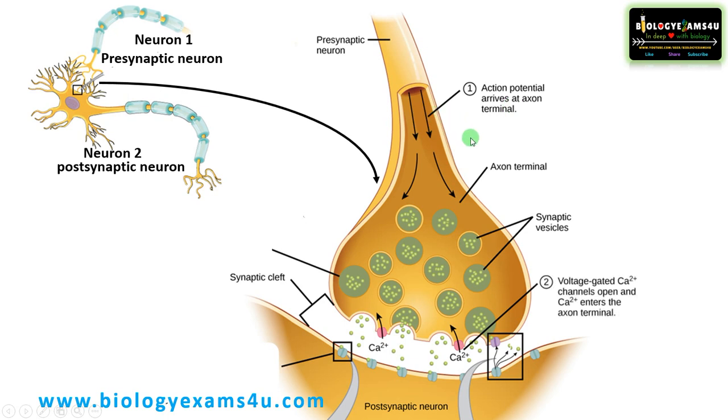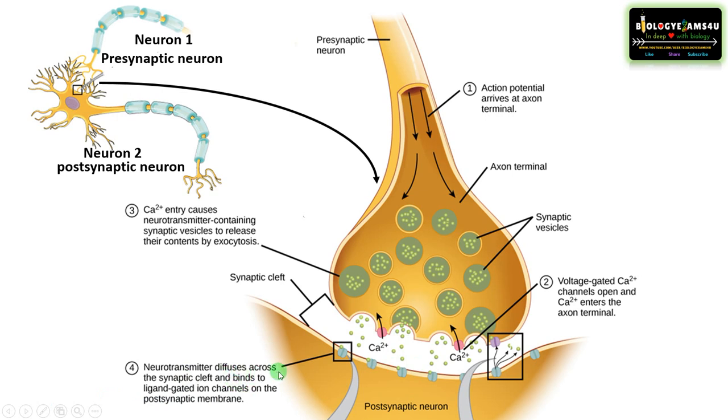The action potential reaches the axon terminal, and this triggers voltage-gated calcium ion channels to open, and calcium enters into the axon terminal. As you see, calcium enters into the axon terminal. This calcium entry causes neurotransmitter-containing vesicles to release neurotransmitters into the synaptic cleft or synaptic gap by exocytosis. As you see, the vesicle binds to the end and releases the content into the synaptic gap.